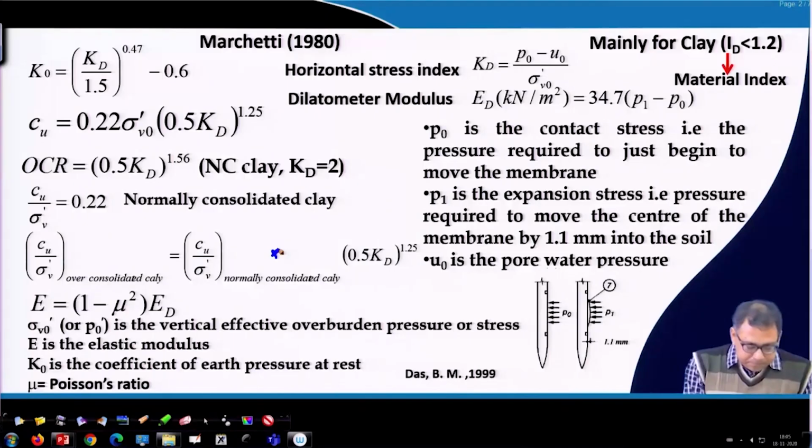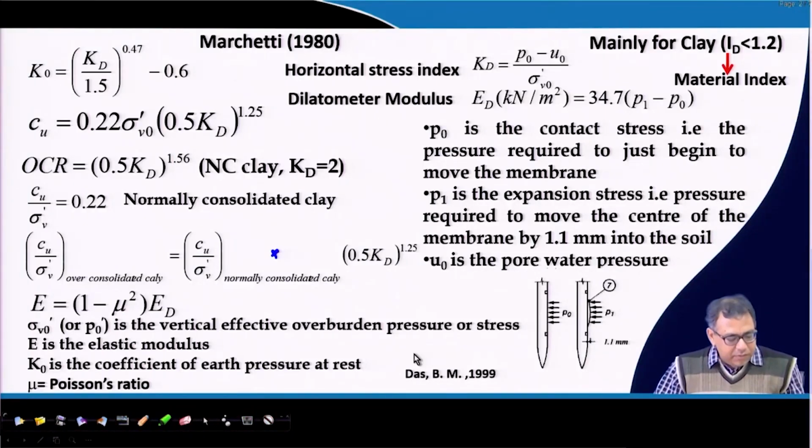Okay? So, then I will get the elastic modulus by using these expressions also. Mu is the Poisson ratio, Ed I will get from here. So, these correlations are for the clay. That means the K0, Cu, OCR, E, and then Cu I can get for a normally consolidated clay, and for over consolidated clay also you can get.